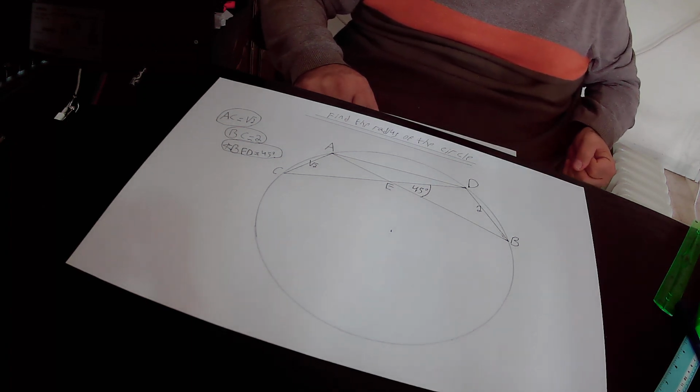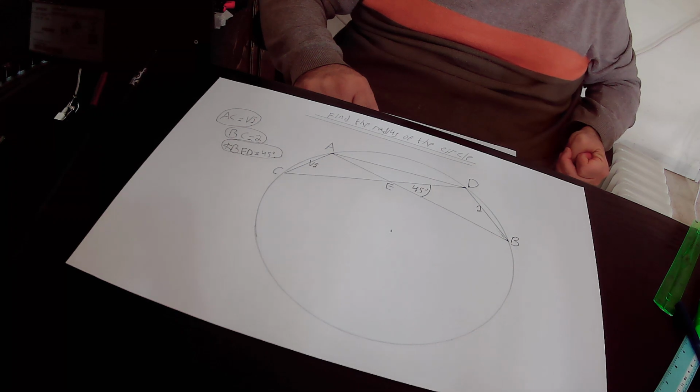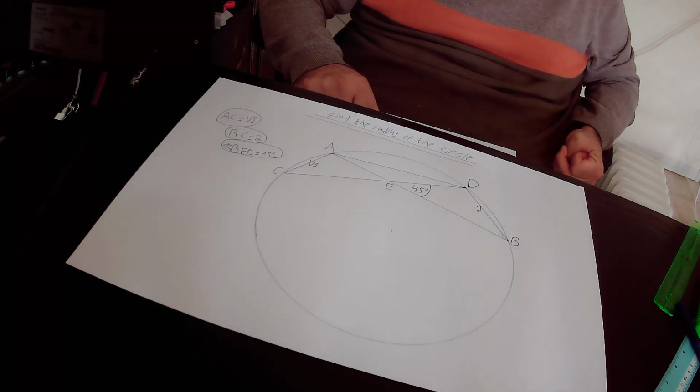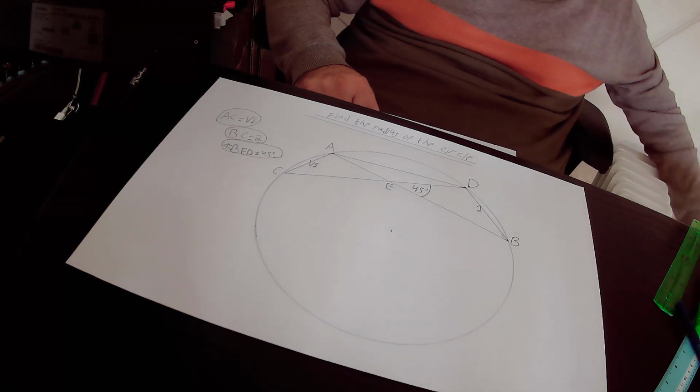So we'll use two rules in order to find the radius. The first rule is that the central angle is twice as big as the peripheral angle resting on the same chord.